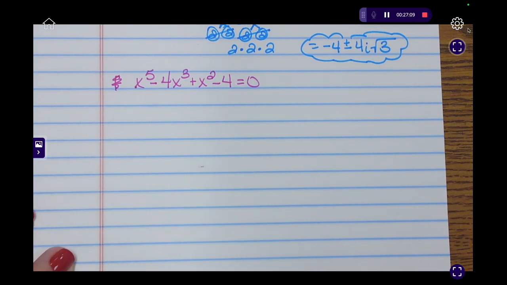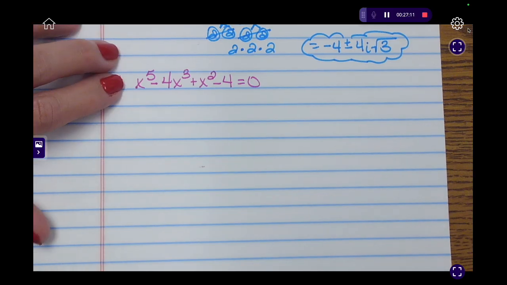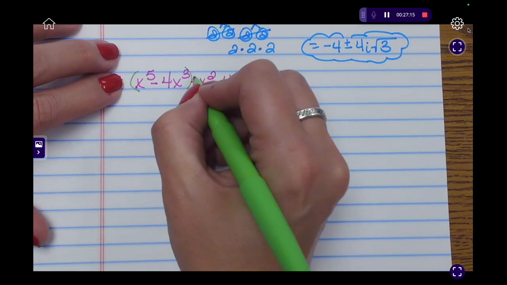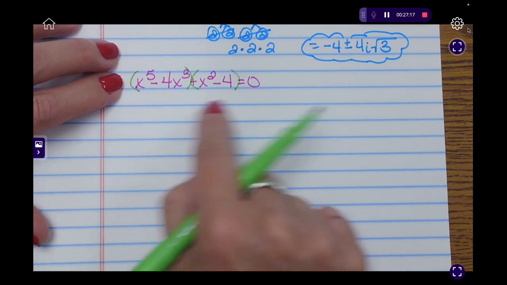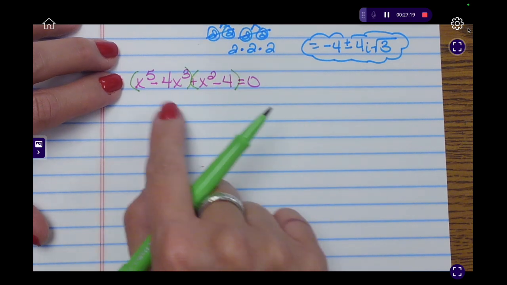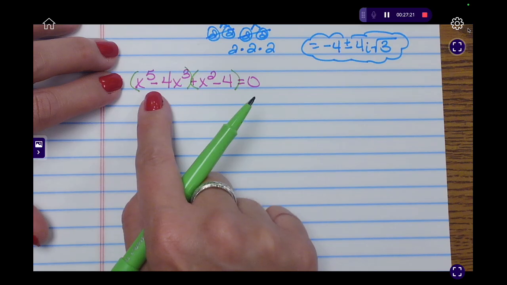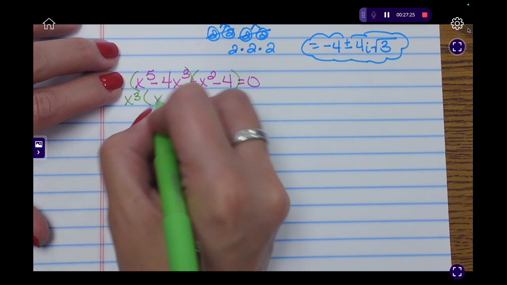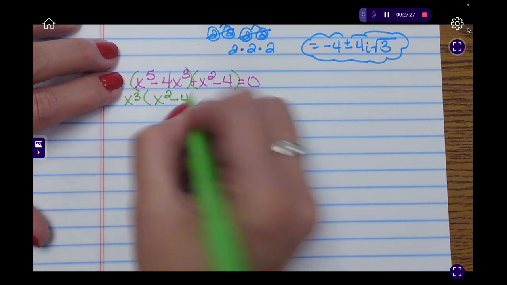So I have to factor this out. So looking at this, I've got 4 terms. So I'm going to go ahead and group the first 2 and then group the last 2 because there is no greatest common factor to take out. So if I look at my first set of parentheses, I can take out an x to the 3rd, and that leaves me with x squared minus 4.